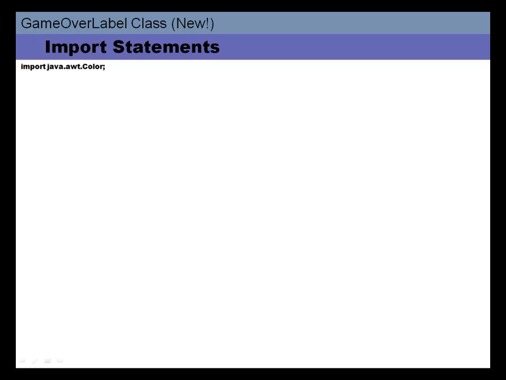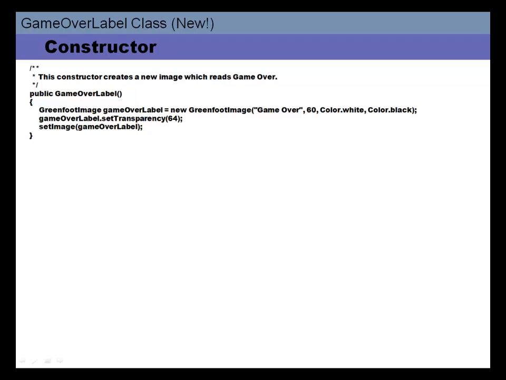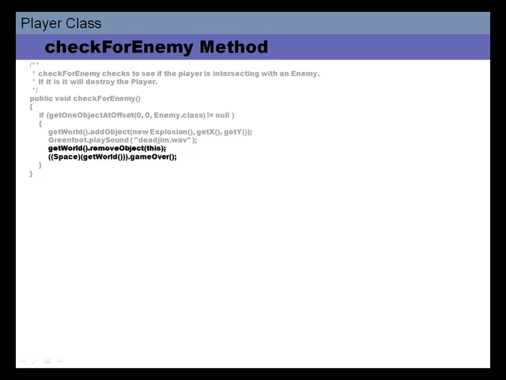Open up GameOverLabel and add the Color import. All you need is a constructor which makes an image displaying Game Over. Let's save, close and move on. In the Player class, remove the removeObject line and add the gameOver method call. Save and close after you're done.